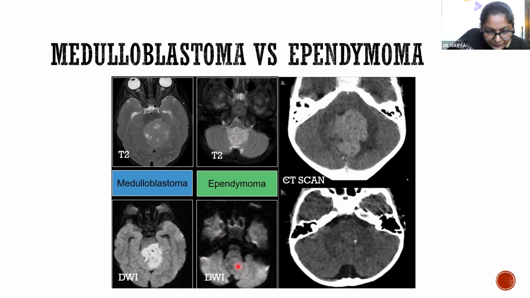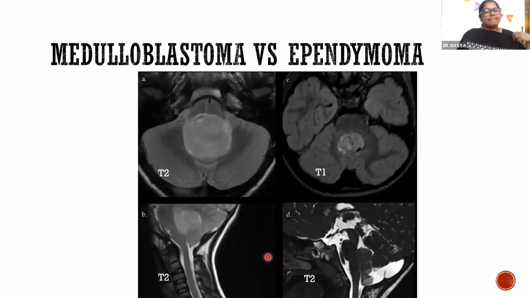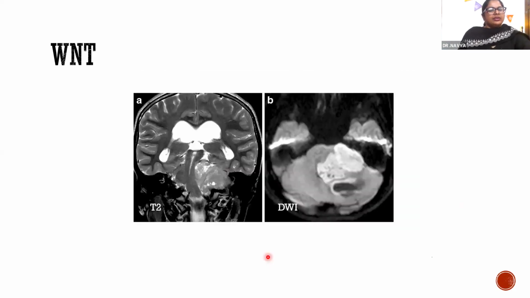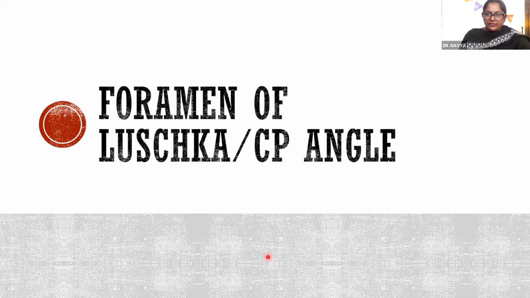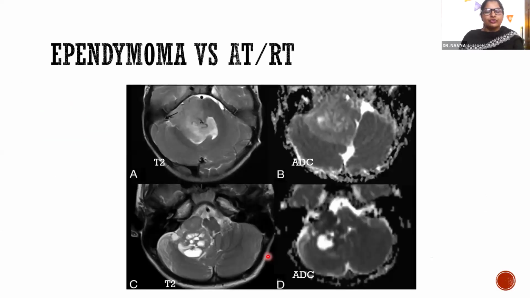It's the same image. WNT is just the better-doing type of medulloblastoma. And then for the foramen of Luschka, the CP angle tumors, most commonly to differentiate is ATRT, which is very, very malignant, very aggressive. The child would progress down neurologically, the sensorium drops very rapidly if it is ATRT, unlike an ependymoma.